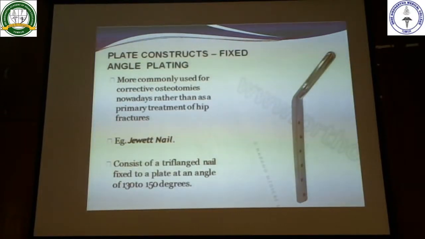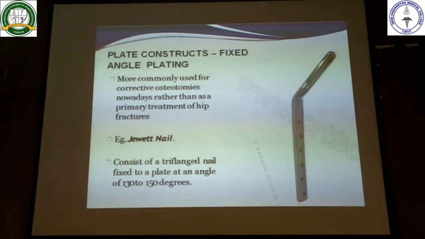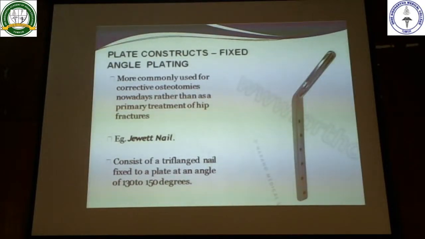This is, for example, a type of nail that is fixed angle. That is known as a Jewett nail. This is not used very commonly nowadays, but I just need you to remember the name. This is a type of fixed angle nail plating, more commonly used for corrective osteotomies nowadays rather than as a primary treatment of hip fractures. One typical example is the Jewett nail. So this is an example of a fixed angle nail.